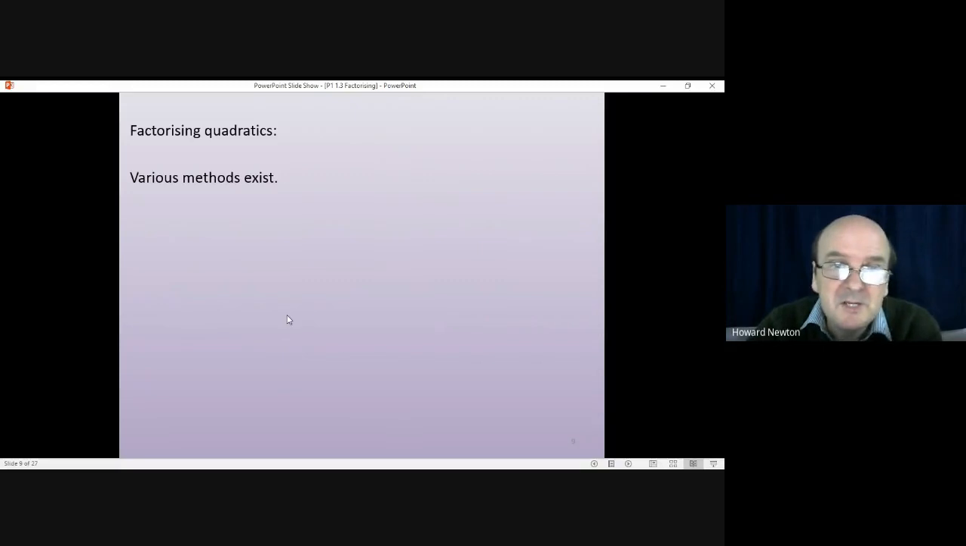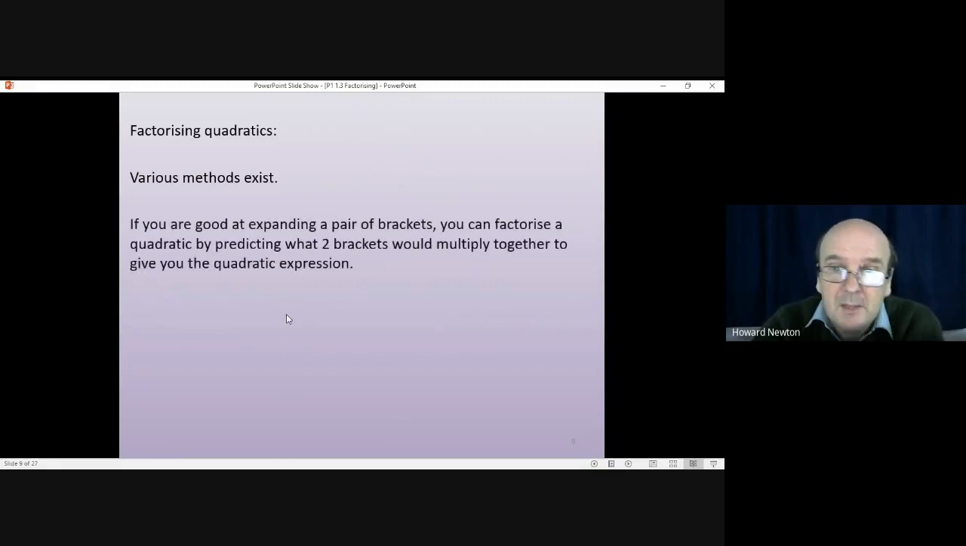Factorizing quadratics, various methods exist. If you're good at algebra, then the truth is you can factorize a quadratic just by in your head predicting what two brackets would multiply together to give you that quadratic expression. The more practice you get at these things, the better you do get at them.